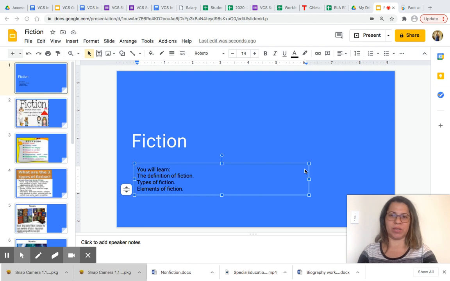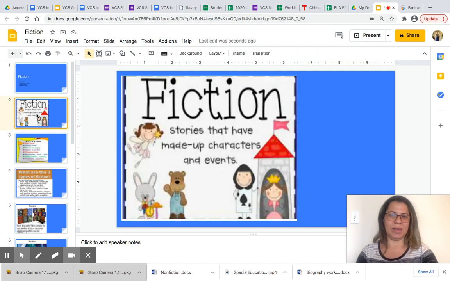In today's lesson, we are going to learn about fiction. In this lesson, you'll be able to learn the definition of fiction, types of fiction, and elements of fiction. Are you ready? Let's get started. So we will start by defining fiction.